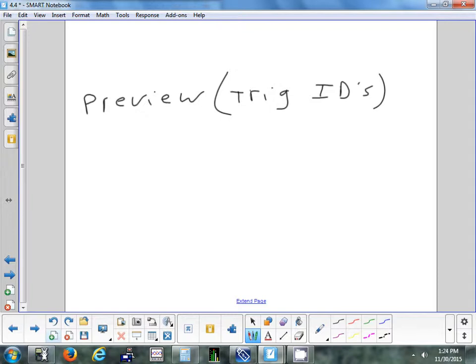So for Tuesday, Wednesday, Thursday, we're going to look at what are called trig identities. Somebody remind me, what are my 3 basic trig functions? Yeah, sine, cosine, and tangent. Okay, and the easiest way to show you what a trig identity is, is just give you an example and show you that it works on the calculator.